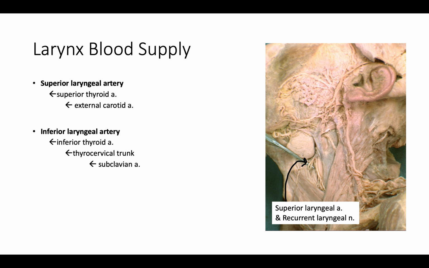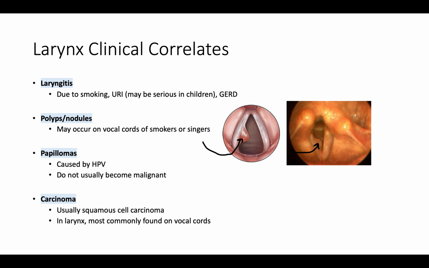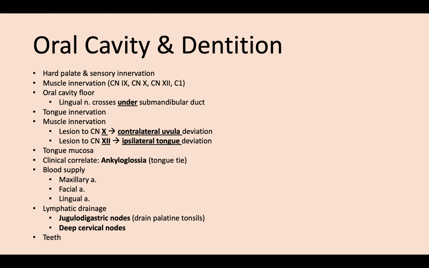Our larynx blood supply, we've got, again, our superior laryngeal artery and our inferior. Superior laryngeal is coming from superior thyroid, which came off of the external carotid. And then inferior laryngeal is coming off of inferior thyroid artery, which was off the thyrocervical trunk, off the subclavian. These clinical correlates are important for boards, but probably not where you are now. You can get laryngitis, polyps, papillomas, and carcinomas, and you'll learn more about this second year.